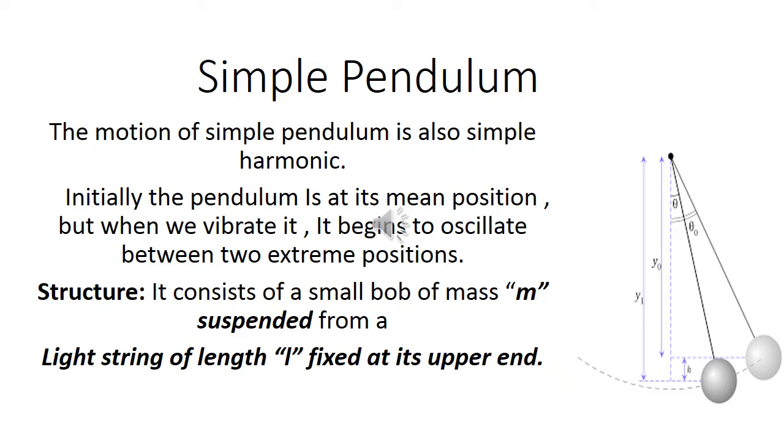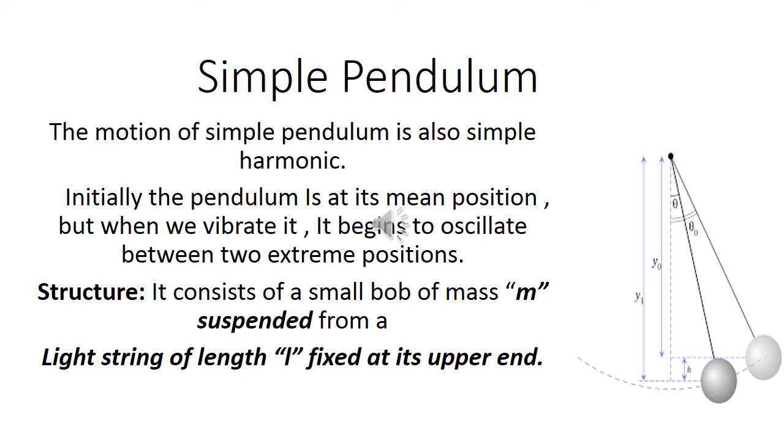Initially, when we place a simple pendulum at its mean position, it will stay there. But when we vibrate it, what will happen? It will begin to oscillate between two extreme positions. As we have seen, vibratory motion is the motion between two extreme positions about a mean position.